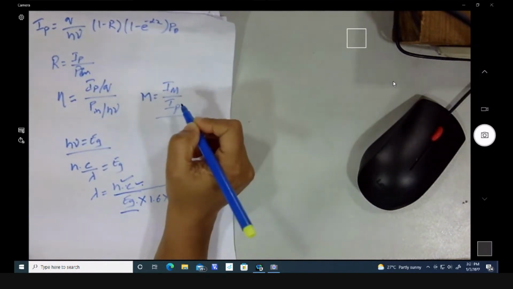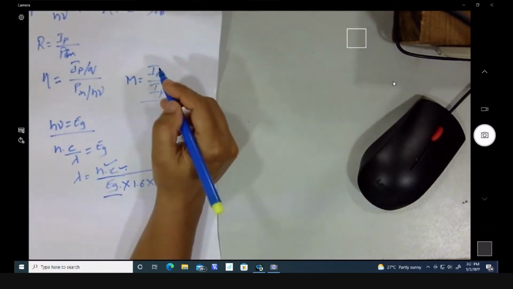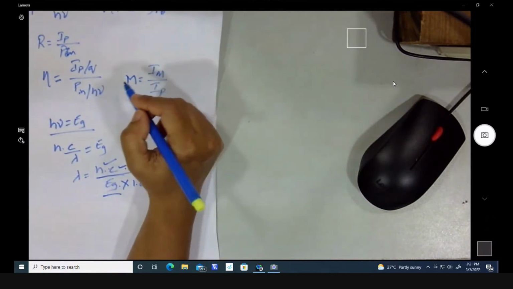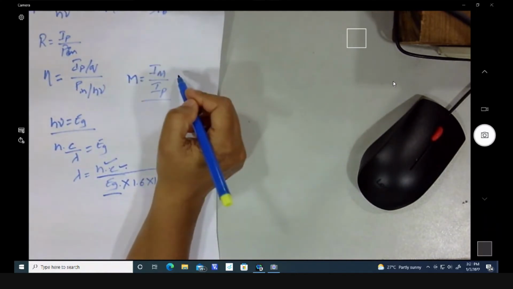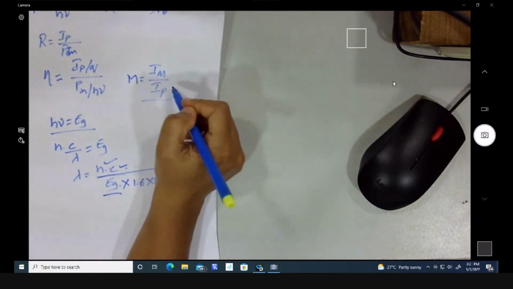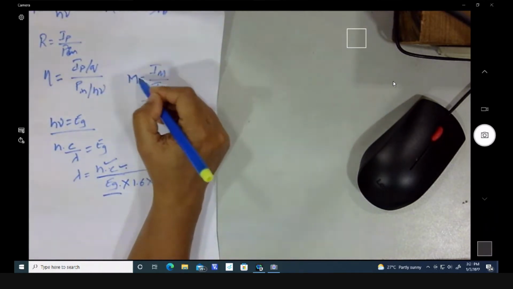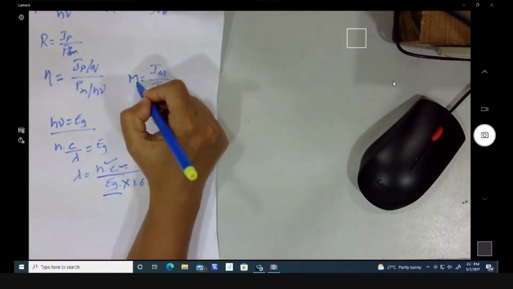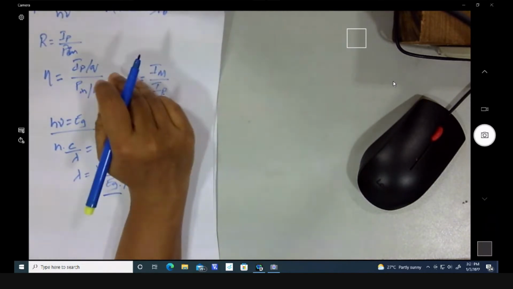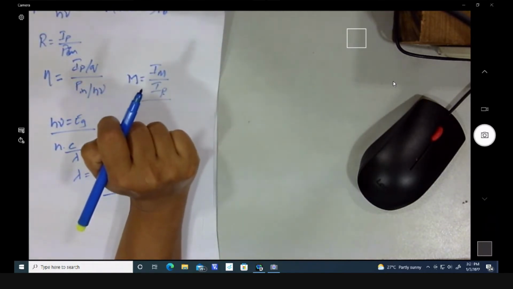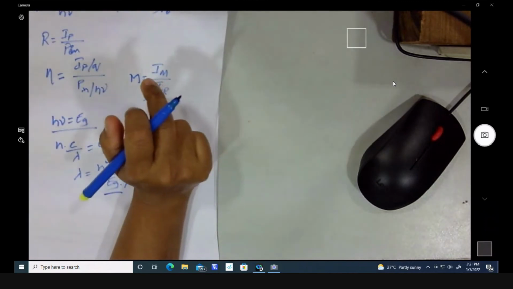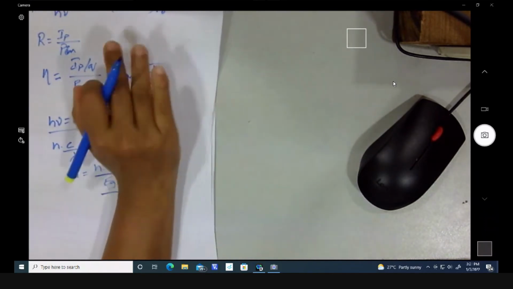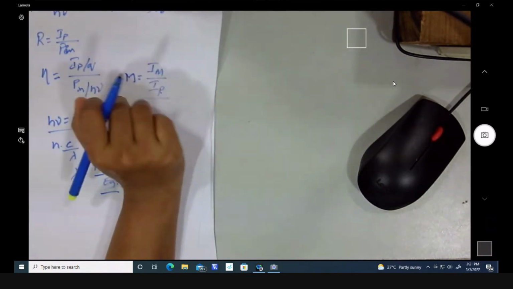This happens only in an avalanche photodiode. In an avalanche photodiode, amplification happens. How much amplification happens is measured by this M factor. That means M multiplied by IP. In a PIN diode, that amplification is missing. So we go for the avalanche photodiode for this advantage.